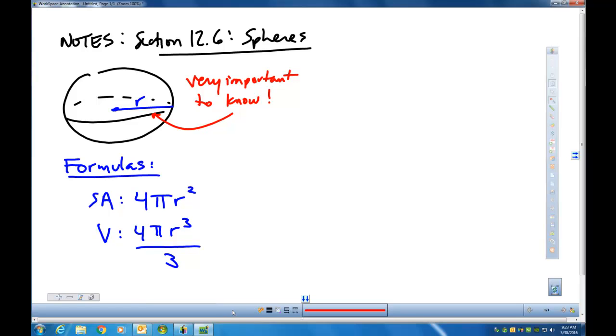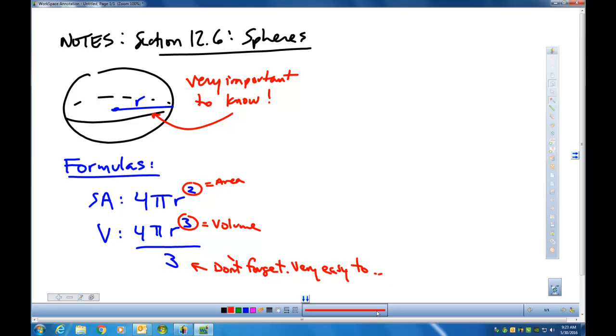Alright? So the way I keep these straight, area is always labeled in units squared, so that's why there's a squared in my surface area formula. Volume, same way, is always labeled in units cubed, so that's why there's a cubed in my volume formula. Make sure you don't forget to divide by 3 with the volume. It's very easy to forget that. I do that occasionally.